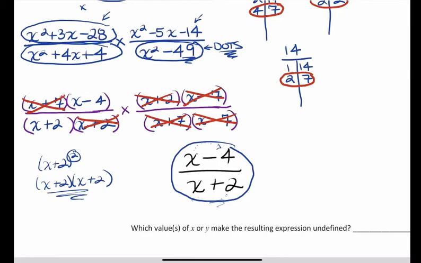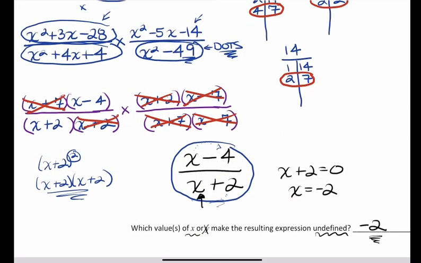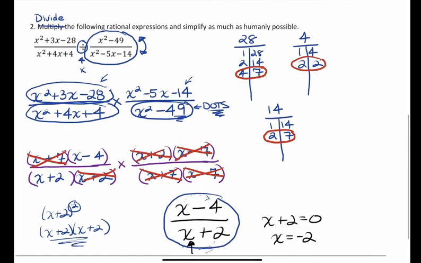And then right here, this says which values of x make the resulting expression undefined. You're just going to look at that x plus 2 in the denominator and ask what value of x will make that equal to 0. You don't need to solve this or set it up, you can do that in your head, but you get x equals negative 2. That's the only value. If you were to treat this like a function, then negative 2 would throw it all out of whack. That would not work. It makes it undefined.